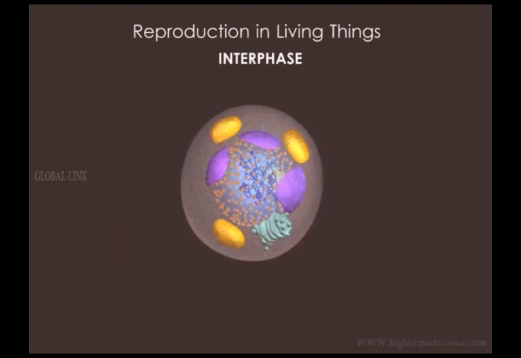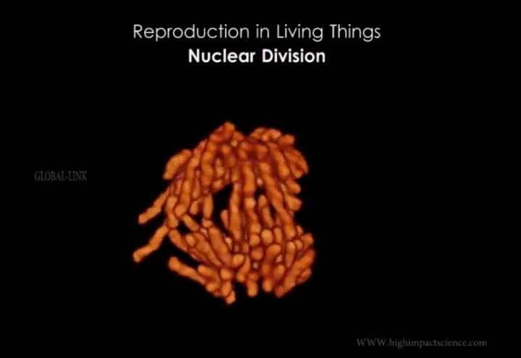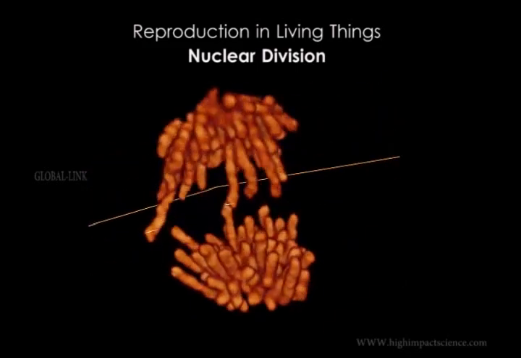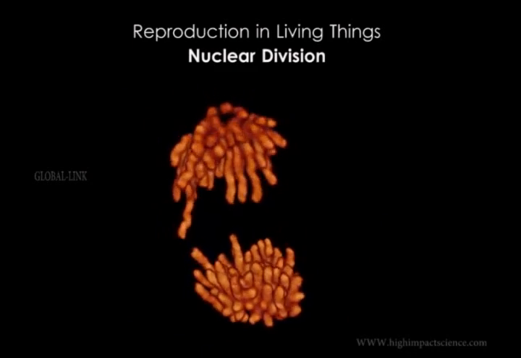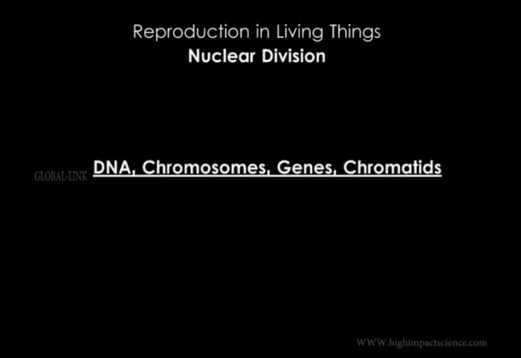The most important of them all is the nuclear material, which is basically the cell DNA. DNA is the control center of the cell, and without it, the cell can't exist. So cell division also involves the division of the cell DNA into two for each of the daughter cells. This is the main focus of this chapter, nuclear division. To be able to understand this division, let us first understand some terminologies: DNA, chromosomes, genes, and chromatids.